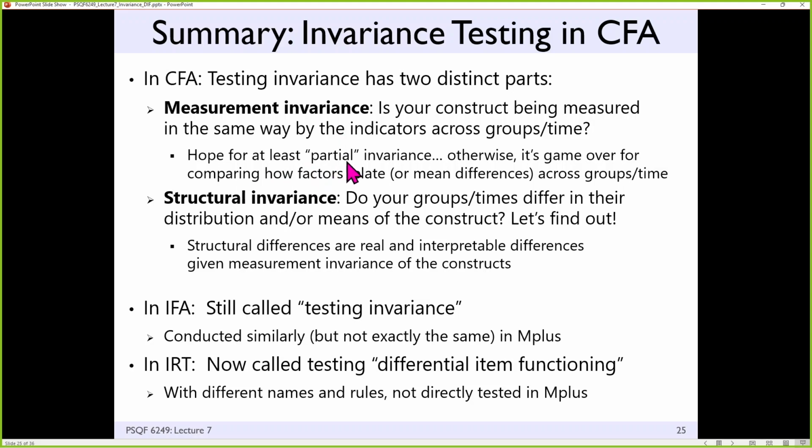You want to at least have partial invariance. Ideally, most of your parameters would be able to be held invariant, but if some of them need to differ, that's okay. You can let them differ and move on. Structural invariance then are real differences. Once you have evidence that it's the same trait being measured across groups or time, then structural invariance is real group or time differences that may be of theoretical interest.